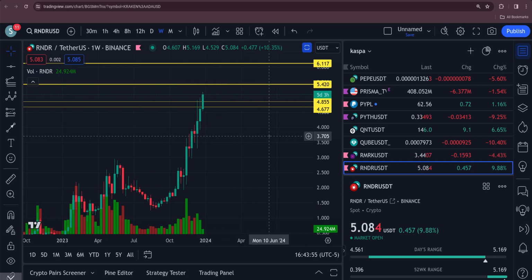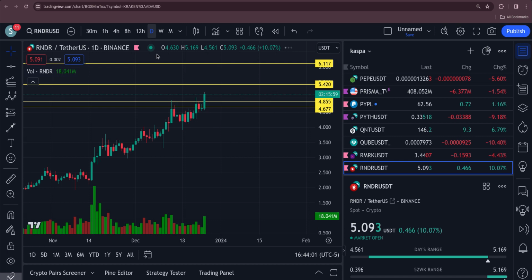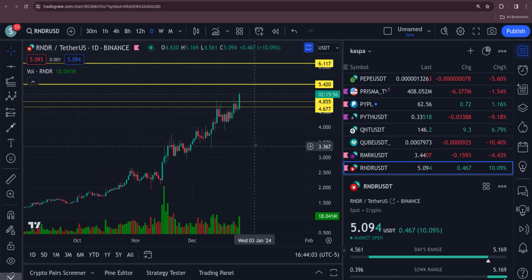But right now, all the RSIs are still bullish, and you got volume coming in on the daily to back this move up. So keep an eye on Rndr, that's for sure. It looks like it's making some moves here.